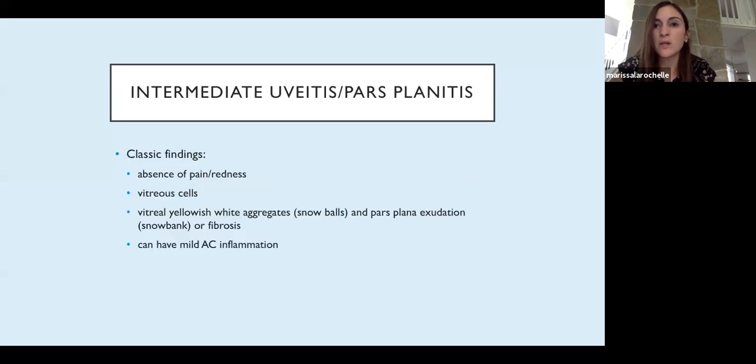So pars planitis is the term used for idiopathic intermediate uveitis with exudates on the pars plana. These are the classic findings, which we've reviewed.